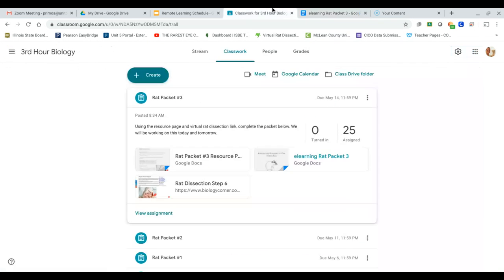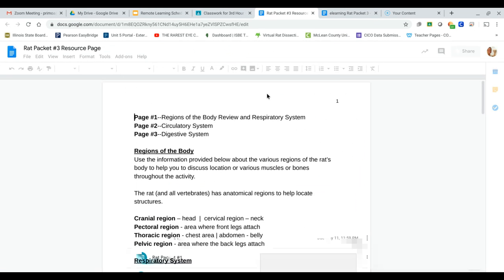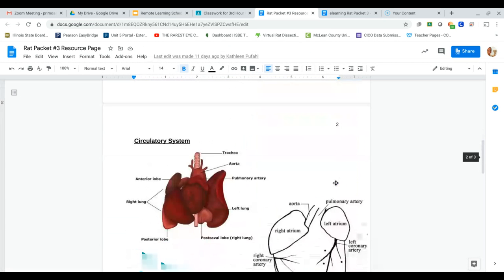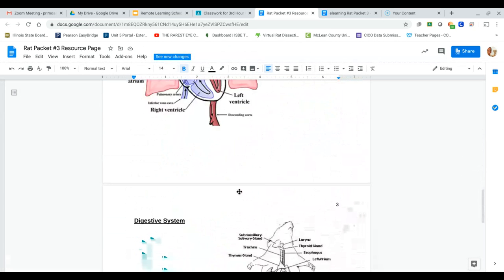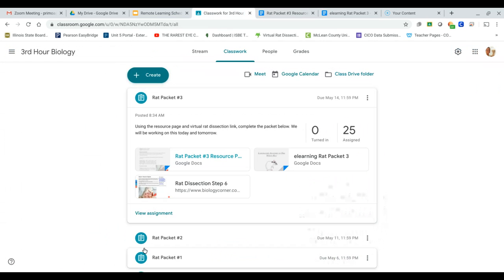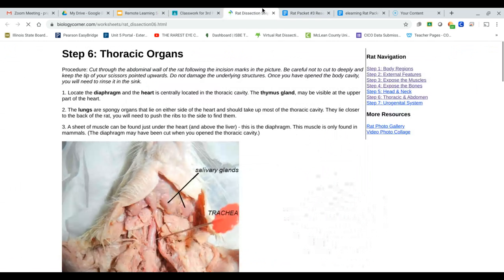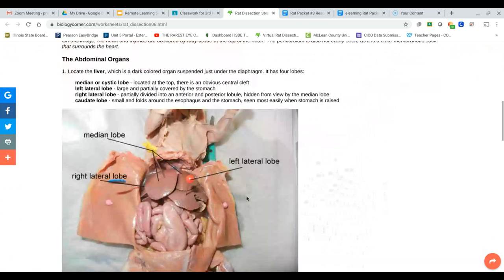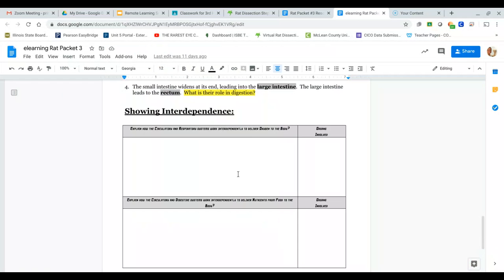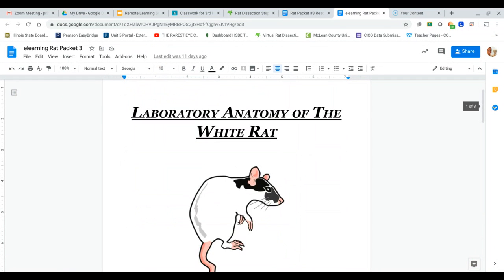Now, to answer these questions, I have created another resource page for you with different pictures and diagrams that should be able to help you. And also, I've posted the online rat dissection here. So all of these resources should be a way for you to answer all of the questions that you see here. Okay?